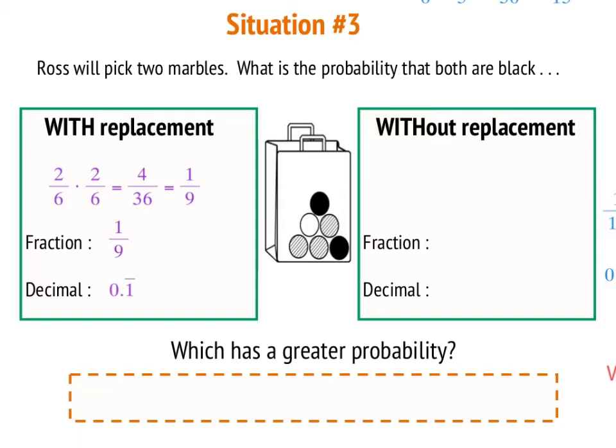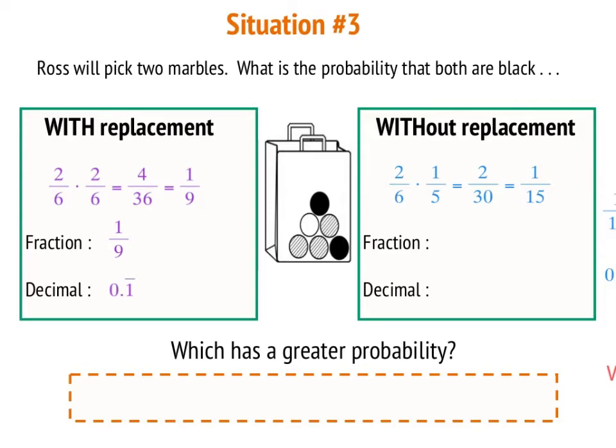So the first time we go in, we've got 2 black marbles out of 6, so 2/6. However, the second time that we go in, we need to remove a marble in total, so our total marbles is going to drop from 6 to 5. However, since we took out a black marble already, we only have 1 black marble remaining. So therefore, our first fraction is 2 out of 6, but our second fraction is 1 out of 5.